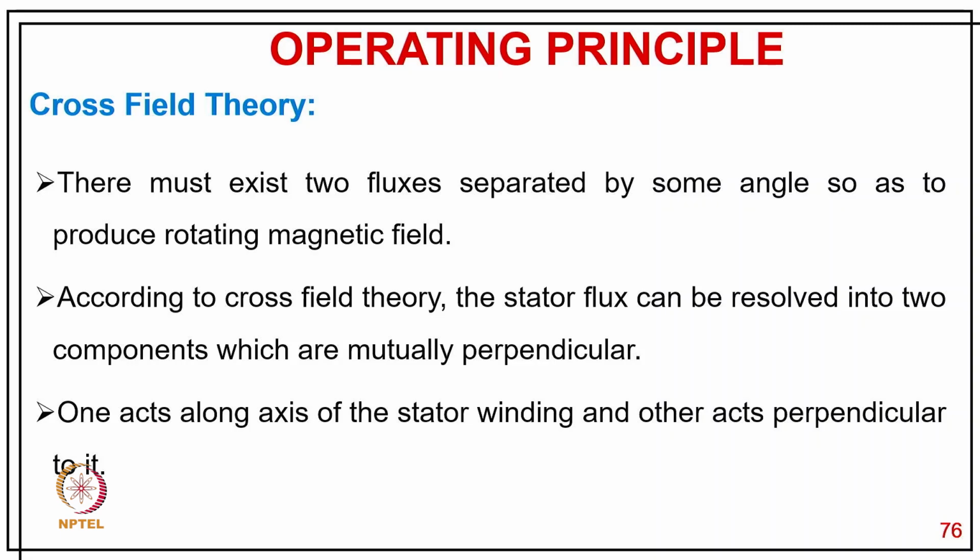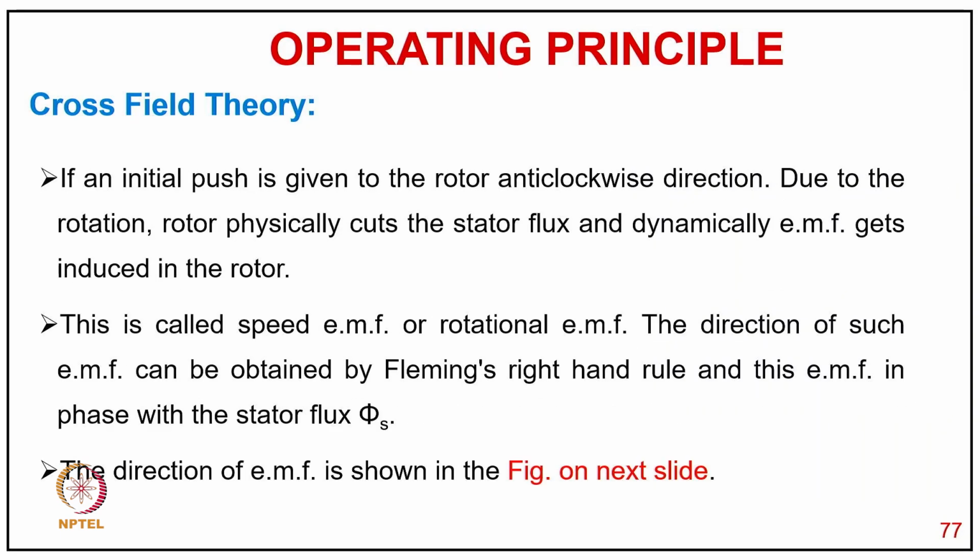There must be two fluxes separated by a small angle to produce the rotating magnetic field. According to cross field theory, the stator flux can be resolved into two components which are mutually perpendicular. One acts along the stator winding, and the other acts perpendicular to it. If an initial push is given to the rotor anticlockwise, then due to the rotation the rotor physically cuts the stator flux and a dynamically induced EMF is induced in the rotor. This is called speed induced EMF or rotational induced EMF. The direction of such EMF can be obtained by Fleming's right hand rule, and this EMF is in phase with the stator flux phi s. The direction of EMF is shown in the figure on the next slide.